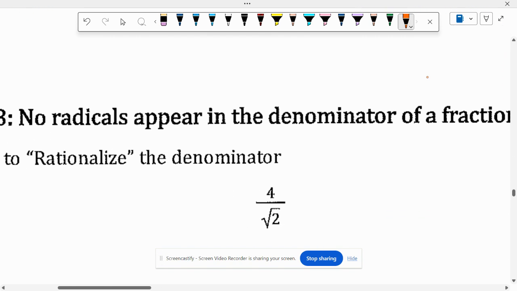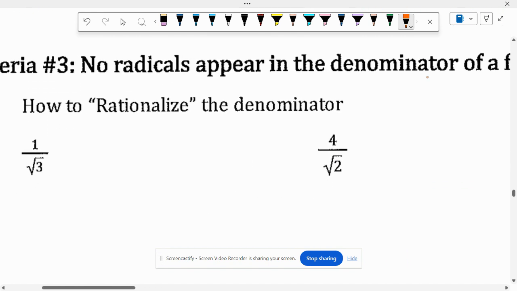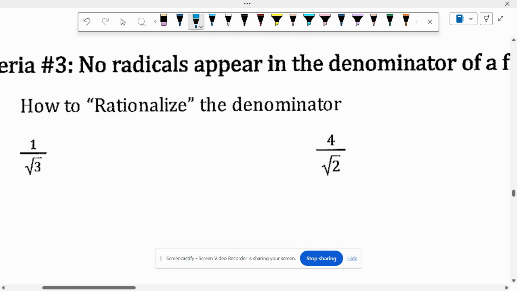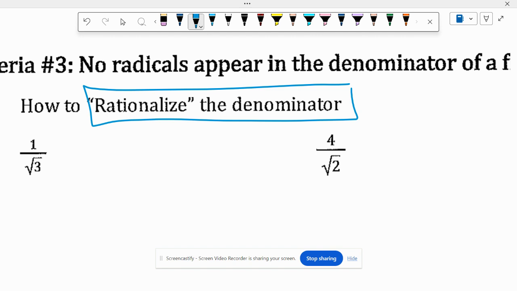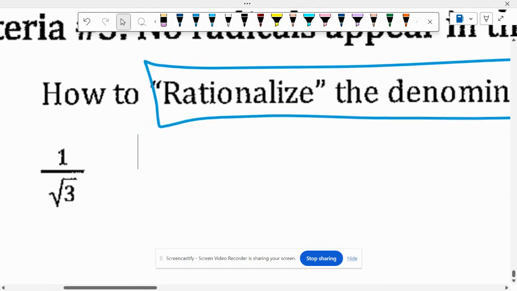Okay. So it says, hey, you can't have any radicals in the denominator. That's called rationalizing the denominator. And all we're doing is not changing the value of the fraction, because we're just multiplying the fraction by 1. It's just a weird looking 1, right? So what is the value of the denominator in this question?